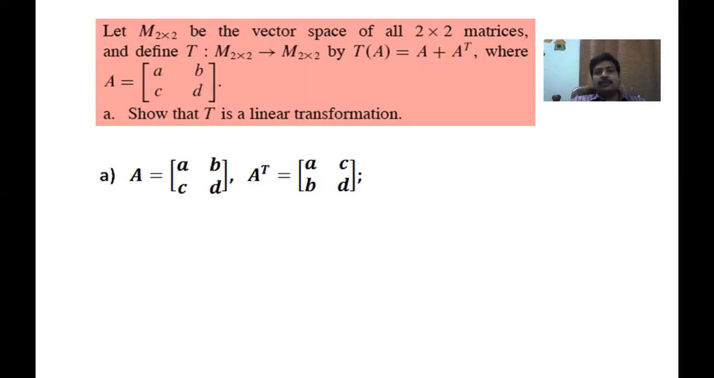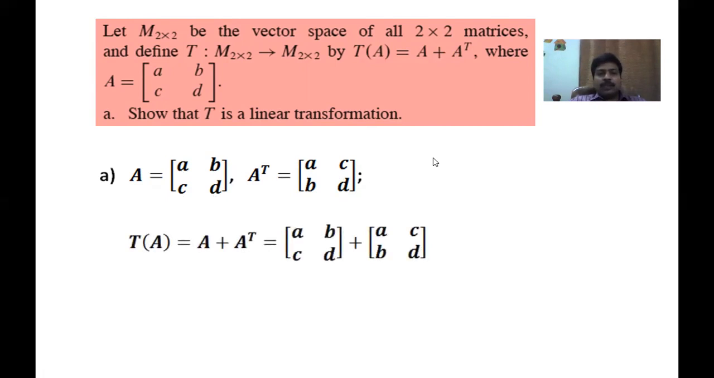First, let us simplify T of A. Let us explore a formula for T of A first using this one. So it is given that A is a 2 by 2 matrix with entries A, B, C, D. So A transpose is A, C, B, D. So its rows are converted into columns and its columns are converted into rows.